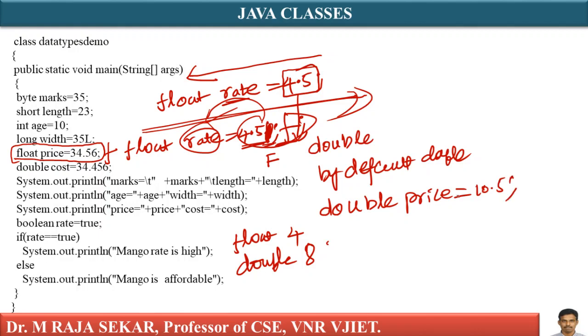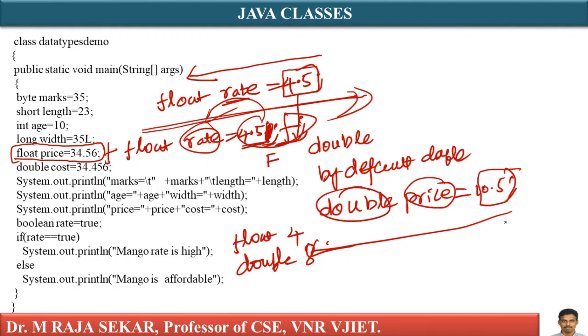In this case, you won't get any error. Why? Because the system will read in this direction. First, which one will it see? It will see 10.5. By default, it will be treated as double. Of course, price data type is also double. Double means it needs 8 bytes. You are storing an 8 byte value in an 8 byte type variable only. In that case, it will not generate an error.